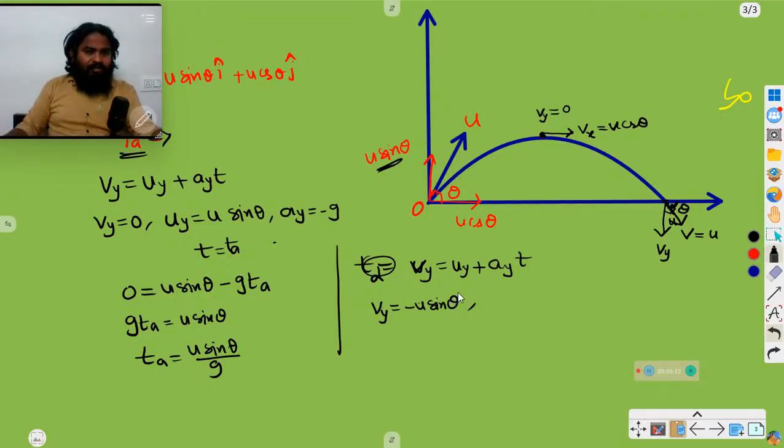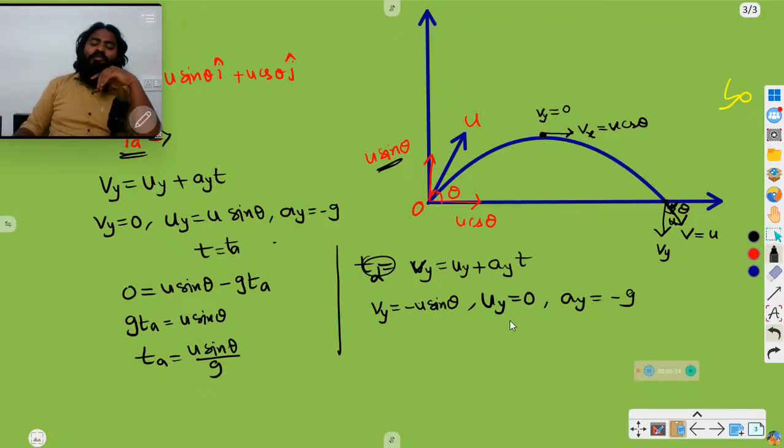Okay, so now here if you observe, uy is 0 because it is at maximum height. At maximum height our initial velocity is 0, and then ay is equal to minus g. It is downwards, right? Minus g, I mean the object is moving downwards. Then you can take it as plus g also, I mean plus g in the sense that you can apply the normal sign convention. So now what is vy?